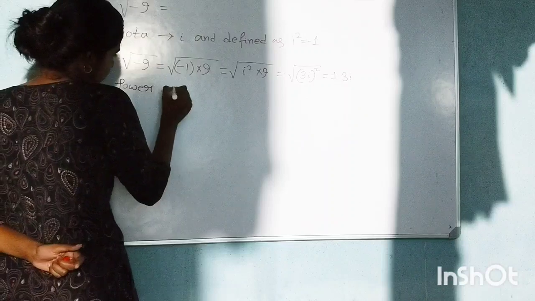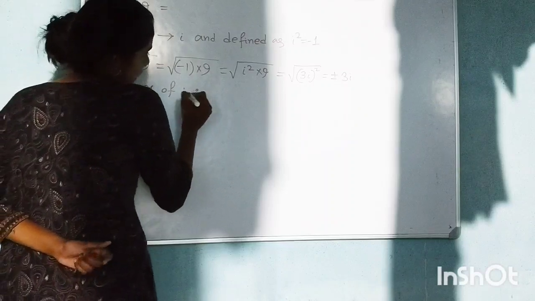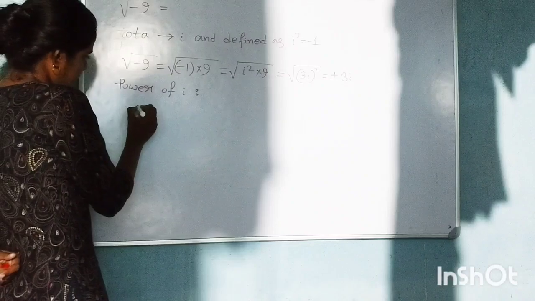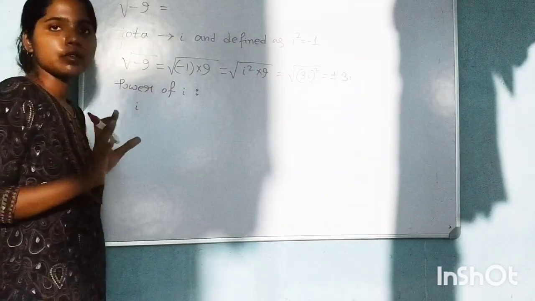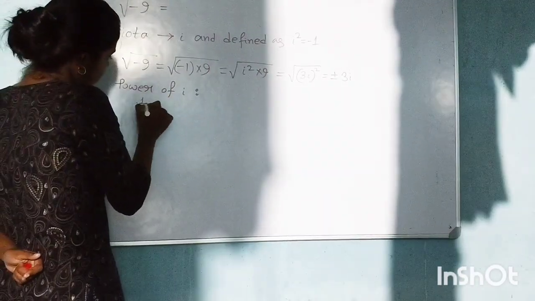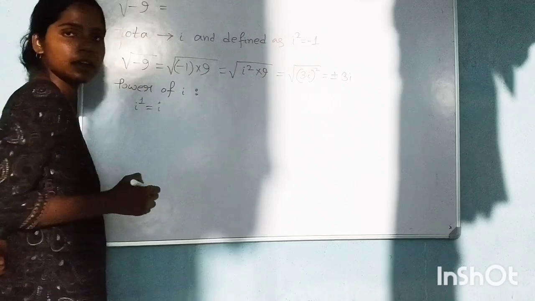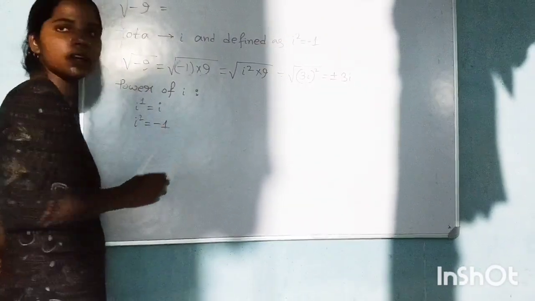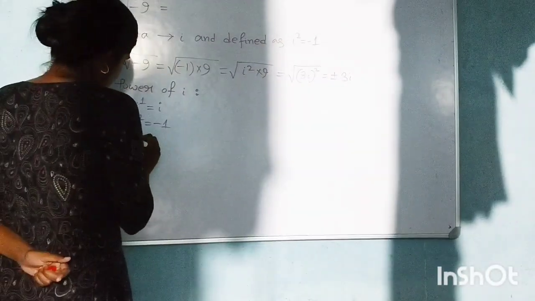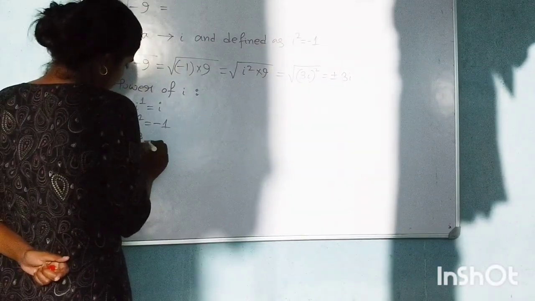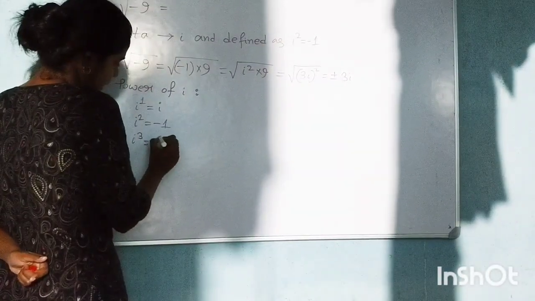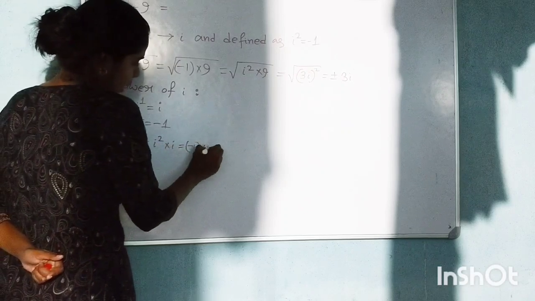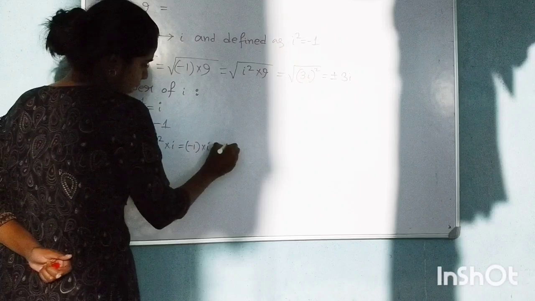Power of i. There is a pattern in i. In this pattern, we will start from i to the power 1. Okay? So i to the power 1 is i. i square, what is the value of i square? i square value is -1. Okay. What is the value of i cube? i cube value, we can write it as i square into i, means -1 into i, or -i.